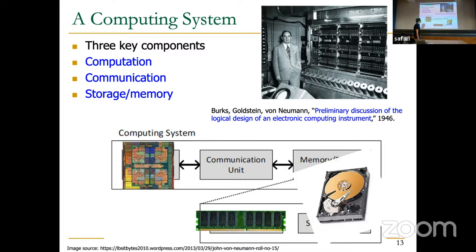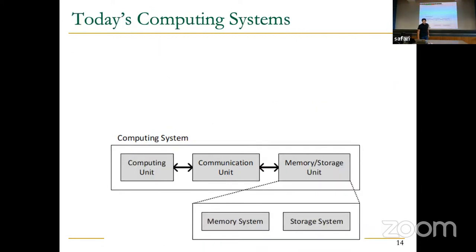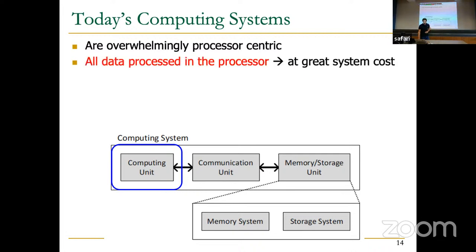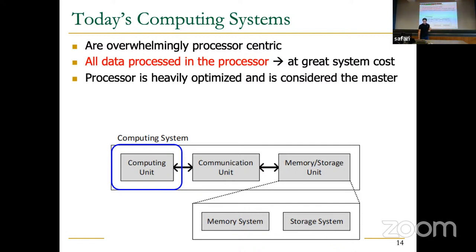And here you have the same with pictures. So today's computing systems are overwhelmingly processor-centric. So all the computation happens here. The memory and the storage are dumb. They are simply there to store data. The intelligence is in the compute unit that needs to go to the memory and the storage and then compute. So this is why we talk about processor-centric systems, or conventional processor-centric systems. So all data is processed in the processor. This is at a great system cost: energy, execution cycles.